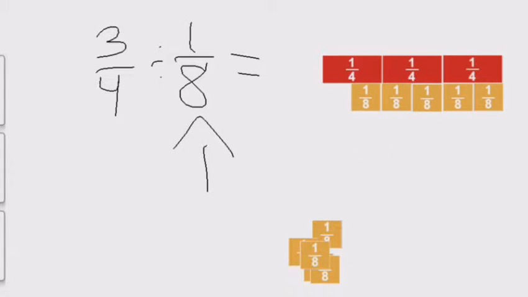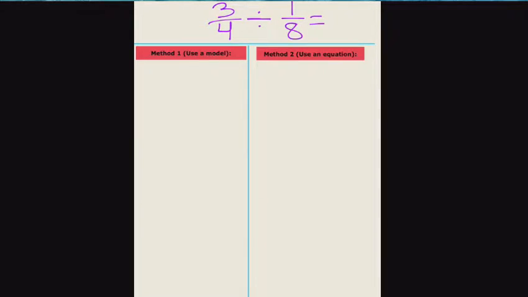Okay, and I can see that I can fit that 1/8 piece inside of 3/4 a total of 6 times. So we get a quotient of 6. Okay, go ahead and take a picture and drop that into GoodNotes.